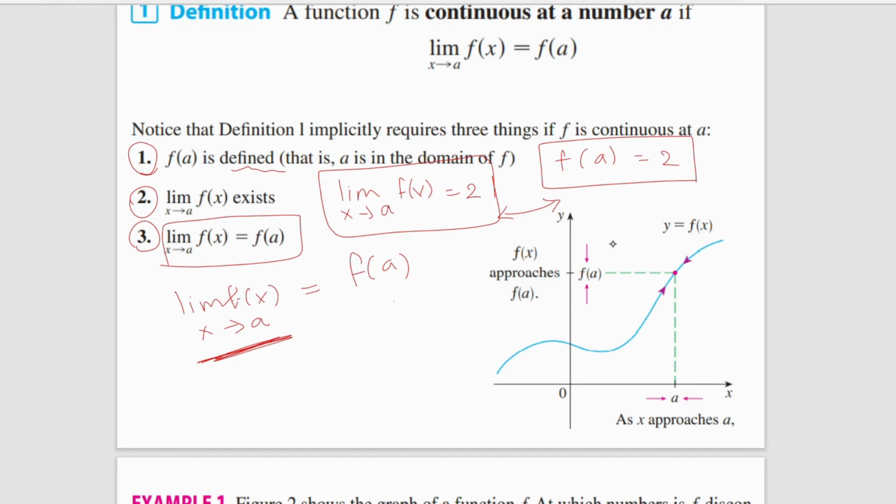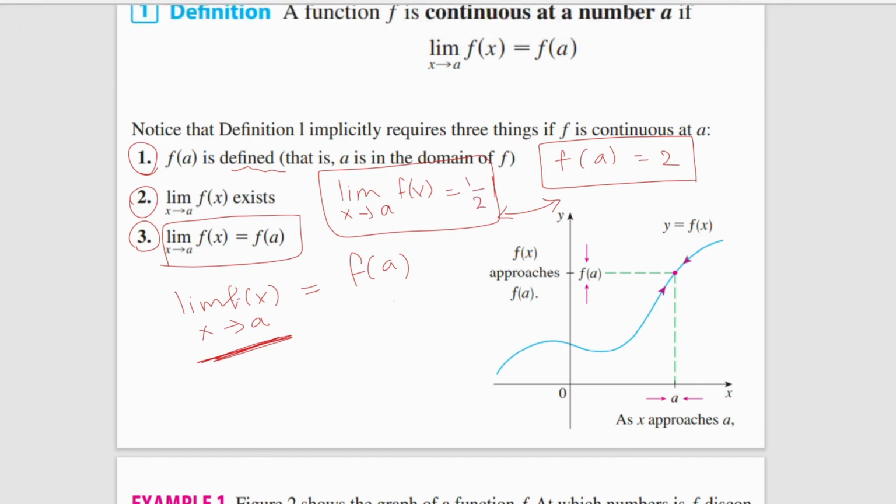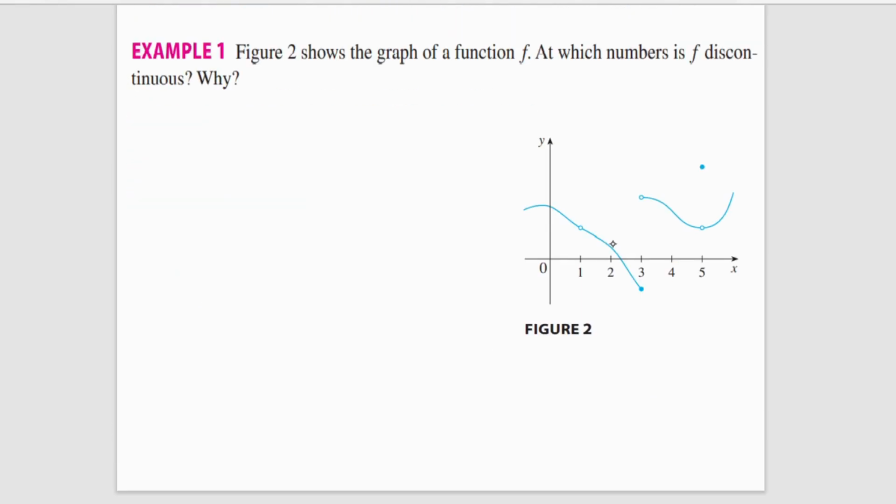Otherwise, for example, if I have f of a equal to 2 and the limit is equal to 1 over 2, then the function in that situation is not continuous because the third condition is not satisfied. In the first example, we have a graph here, and we need to check the discontinuity, or the points where the function is continuous.